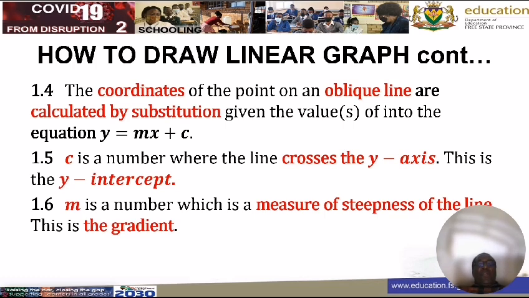How to draw a linear graph continues. The fourth point is that the coordinates of the point on the oblique line are calculated by substitution, giving the value or values of x into the equation y equals mx plus c. The fifth point is c, the number where the line crosses the y-axis, and this is called the y-intercept. The m is the number which measures the steepness of the line, and this steepness of the line is called the gradient.